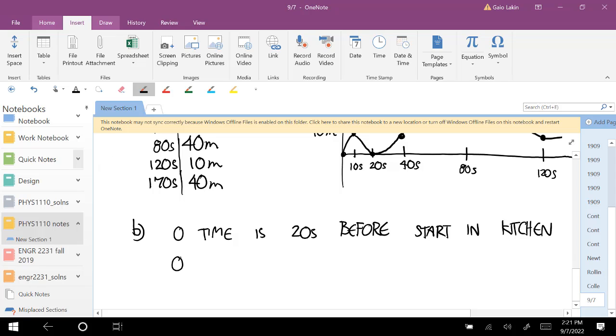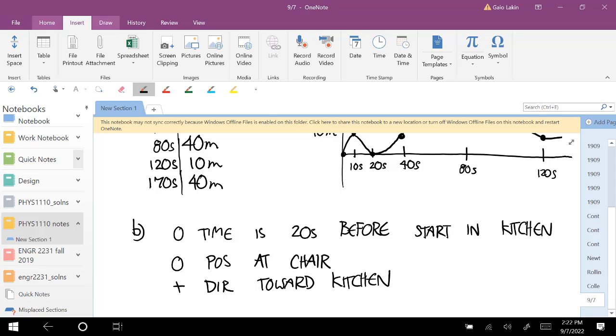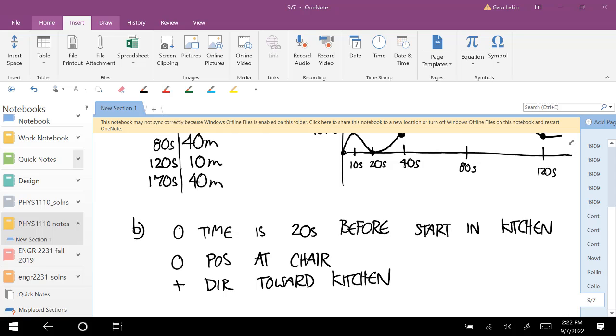0 position, let's say, is at the chair. And the positive direction is toward the kitchen. Okay, so let's see what these choices change.